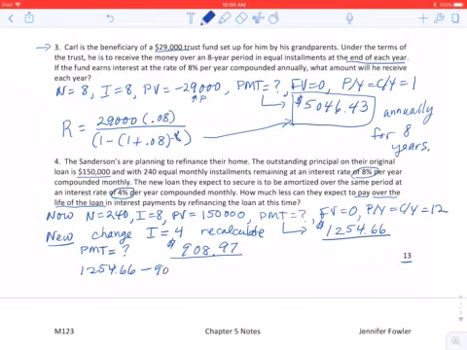1254.66 minus 908.97. And then we'll have to multiply that by 240 payments. So this difference is all interest. All right, they're going to pay off the $150,000 either way. So the only difference in these two payments is the amount of interest that they're saving each month.